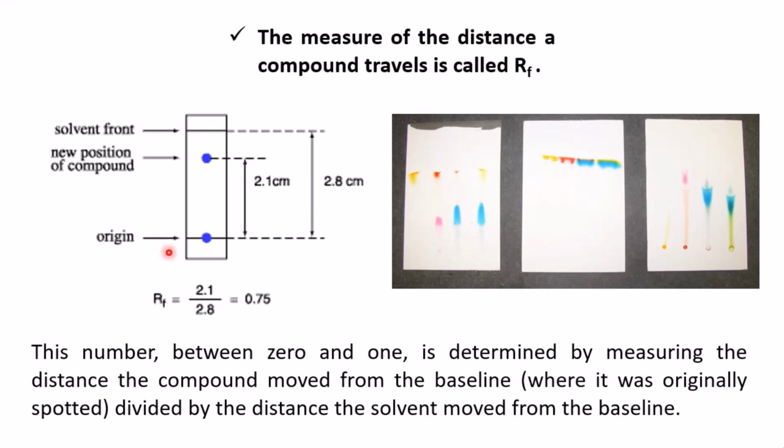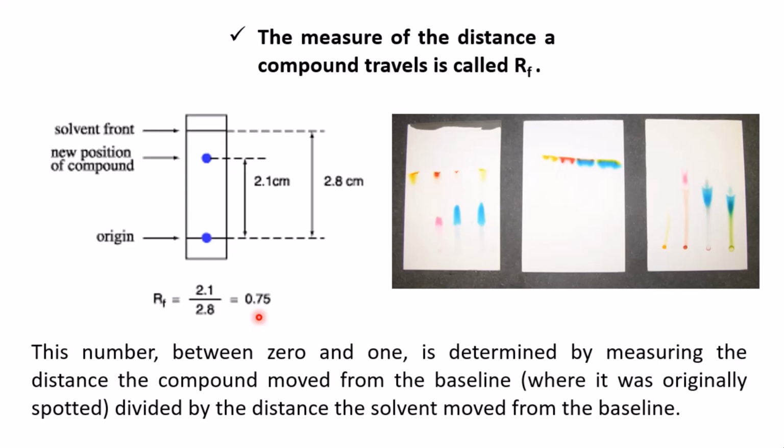Okay, so in the analysis, you find the retardation factor, which is a ratio of the distance traveled by the component to the distance traveled by the mobile phase, right? So the spot, in other words, you can see the spot distance over the solvent distance. So 2.1 over 2.8, giving you a value between 0 and 1, right? So we have 0.75.